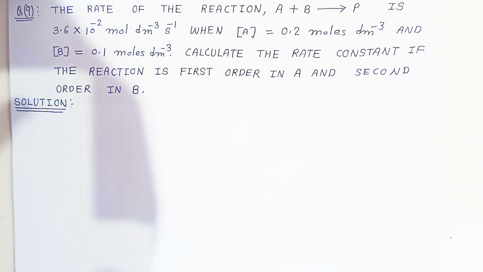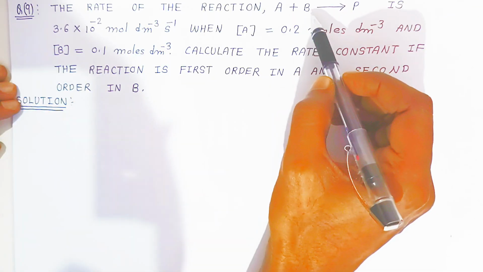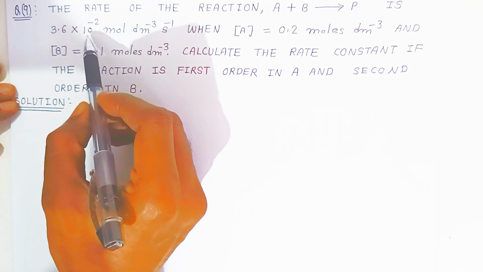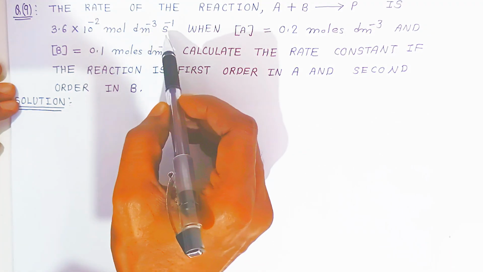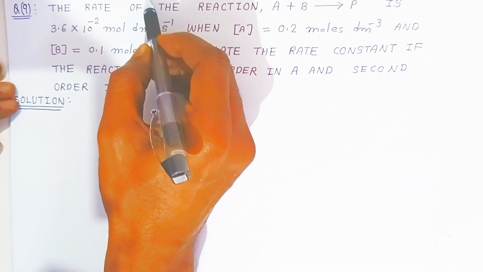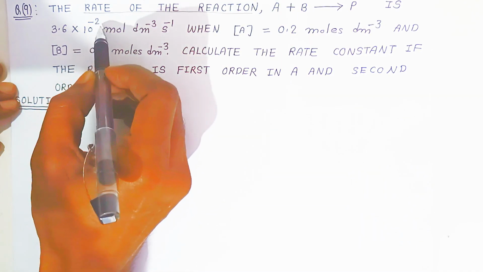In this video, students, we are going to see the problem based on chemical kinetics, question 9. In question 9, the rate of the reaction where A combines with B and gives the product P is 3.6 into 10 raised to minus 2 mole per dm cube per second. So here, the rate of the reaction, which we show with capital R, is given to you: 3.6 into 10 raised to minus 2 mole per dm cube per second.